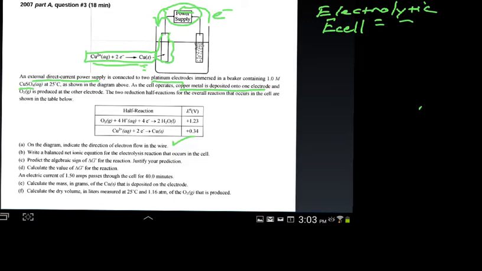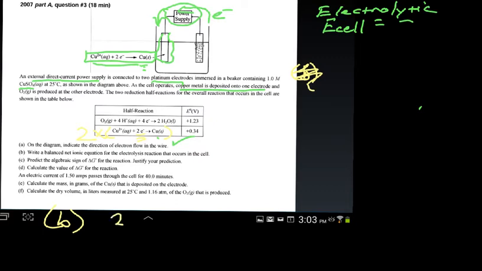Then let's look at B. Write a balanced net ionic equation for the electrolysis reaction. Well, we know that the copper has to be a reduction, and so therefore the top one can't be a reduction, so we're going to have to reverse it. The other thing is, you'll notice we're going to have to multiply everything in the copper reaction times 2, because it only has 2 electrons and the other one has 4. I'm not going to do B there. Let's do B down here where we have a little bit more room.